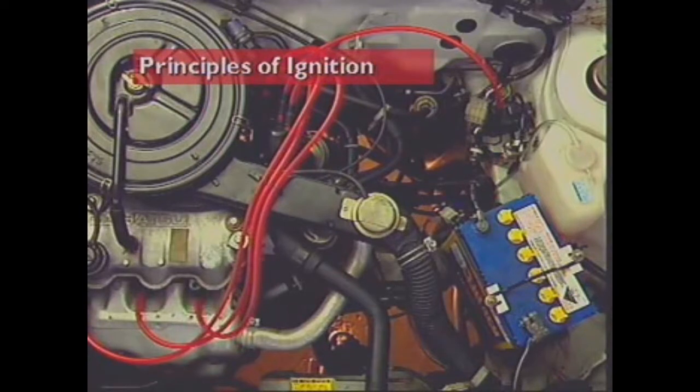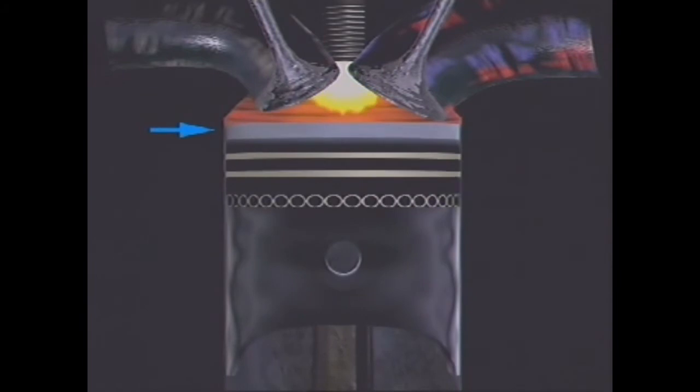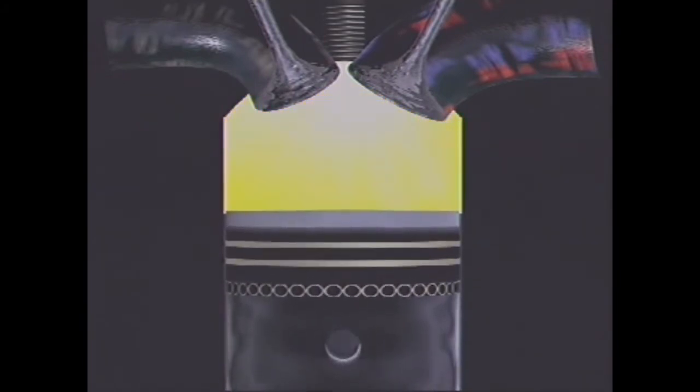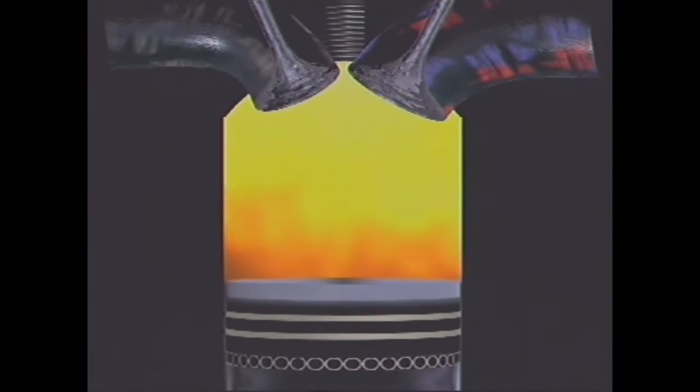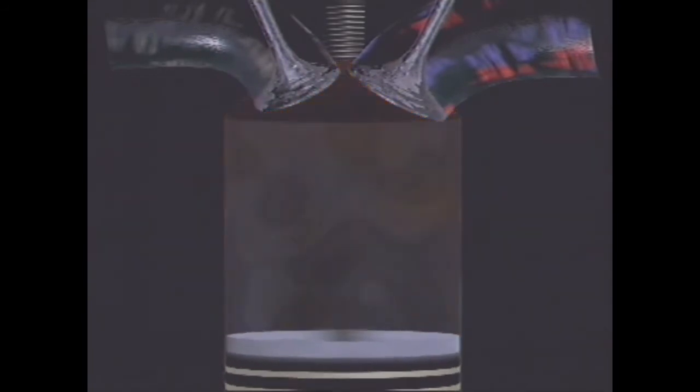This section examines the principles of ignition. The ignition system provides a spark between the spark plug electrodes. The spark must occur at precisely the right time in the engine cycle, and it must have sufficient energy to bridge the gap and ignite the mixture under all operating conditions.